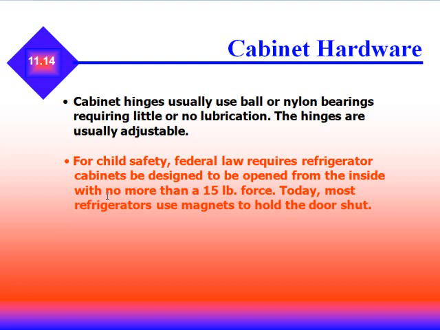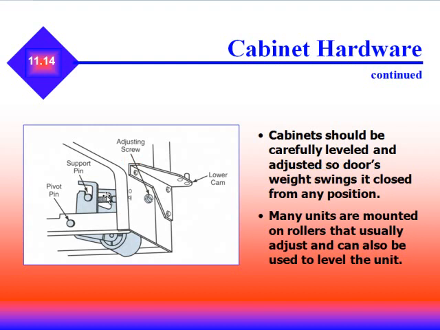The cabinet hardware uses cabinet hinges that are usually ball or nylon bearings requiring little or no lubrication. The hinges are always adjustable. For child safety, federal law requires refrigerated cabinets to be designed to be opened from the inside with no more than a 15-pound force. Today, most refrigerators use magnets to hold the door shut. The cabinet should be carefully leveled and adjusted so the door's weight swings it closed from any position. Many units are also mounted on rollers so that these can be adjusted and used to level the units. Look at the support pin at the back of the roller.